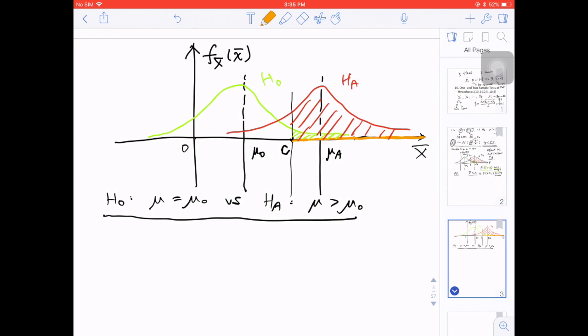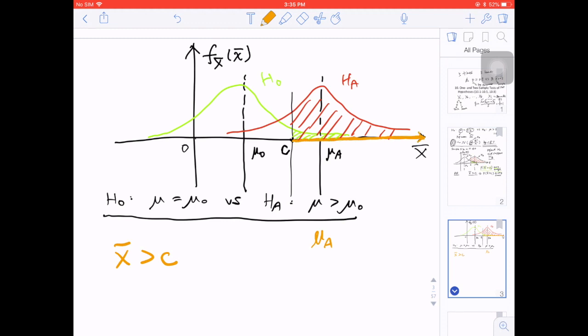Here we're going to use an arbitrary point mu a to denote the mean of the alternative hypothesis. As long as mu a is larger than mu0, it's okay. All right, so the brief idea of the rejection region is to find a critical value c, and we let x bar be larger than c, which is this orange interval.